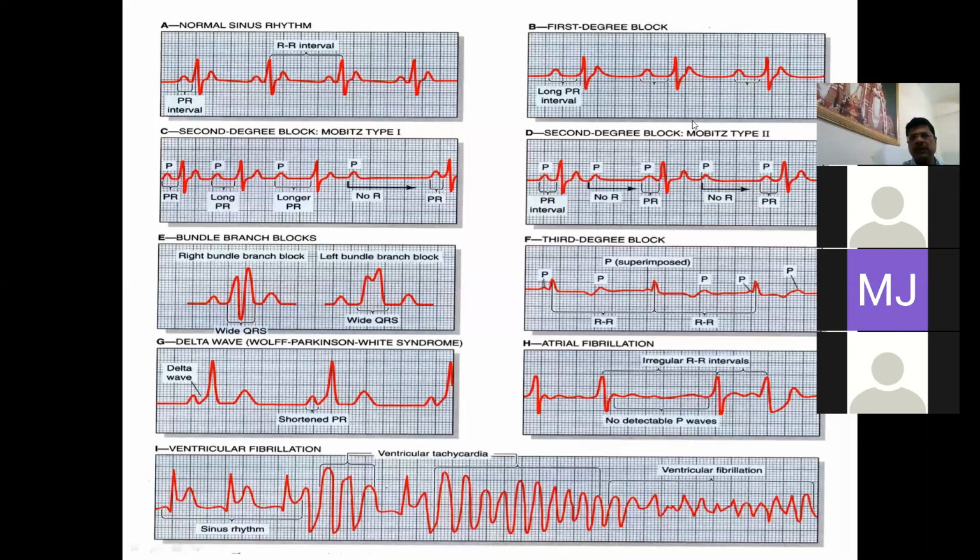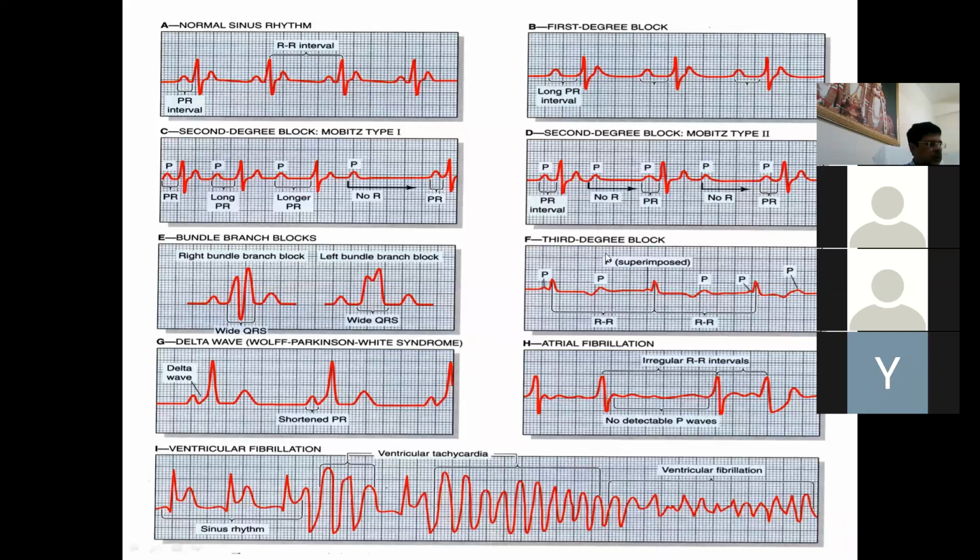Okay, are you able to hear me? Hello? Yes, sir, we are able to hear you. Okay. So you understood about the first degree heart block and Wenckebach's phenomenon? Yes, sir. Do you want me to repeat that? We want you to explain once again.